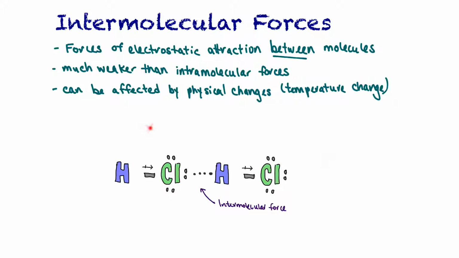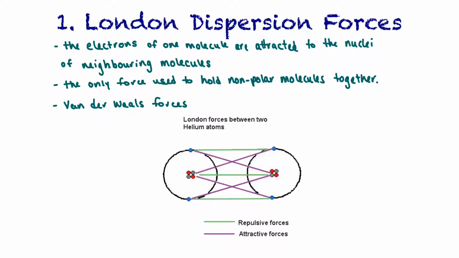In this example, again, I'm using hydrogen chloride. If we had 2 of those molecules hanging out together, the positive dipole of hydrogen would become slightly attracted to the negative dipole of an adjacent chlorine atom. And what we end up with is a force of attraction called the intermolecular force. And we're going to learn about the different types of intermolecular forces in the next few minutes. We will start with the weakest one. So the first of the 3 intermolecular forces is London dispersion forces.